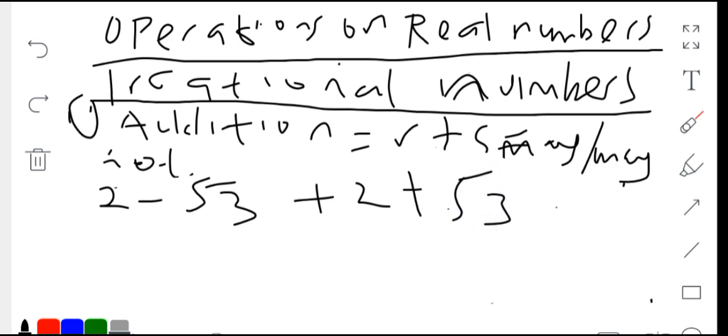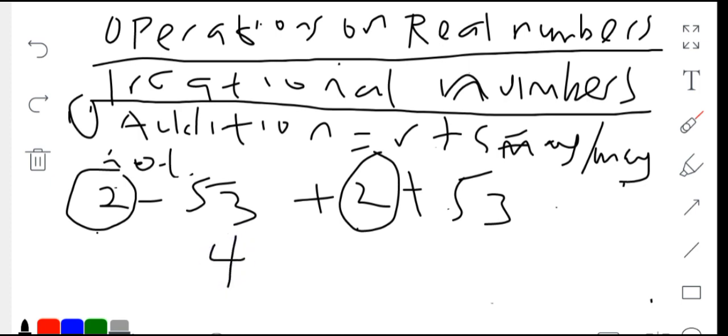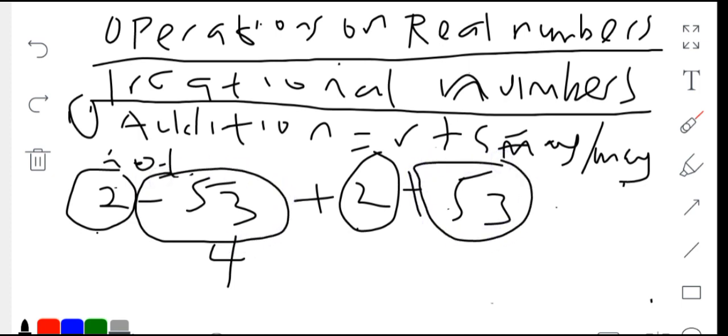So here now, don't forget, I told you, look at the ones that are from the same family. This is 2 and 2, they are from the same family. So 2 plus 2 will give us 4. Then look at this one, you must carry the sign, minus 1 square root 3 and plus 1 square root 3. So minus 1 plus 1 gives us 0.